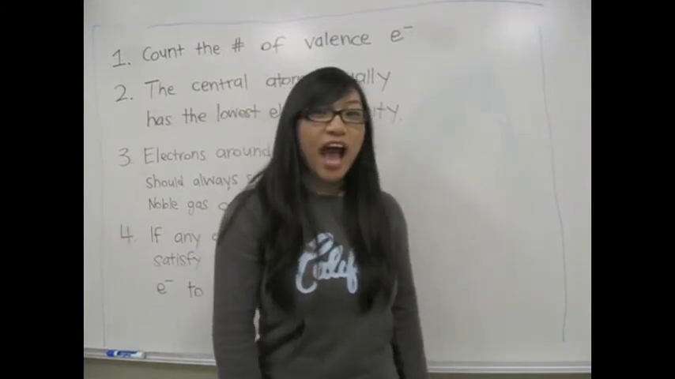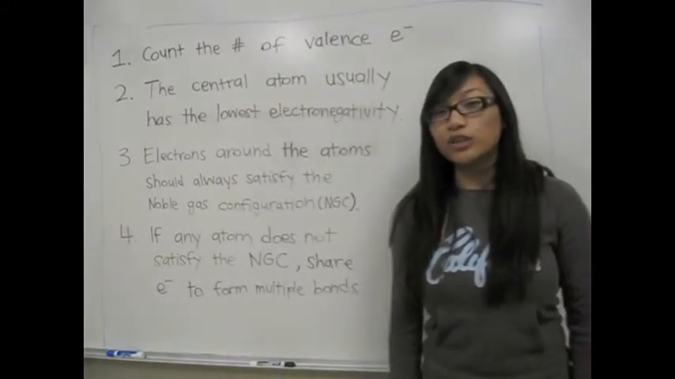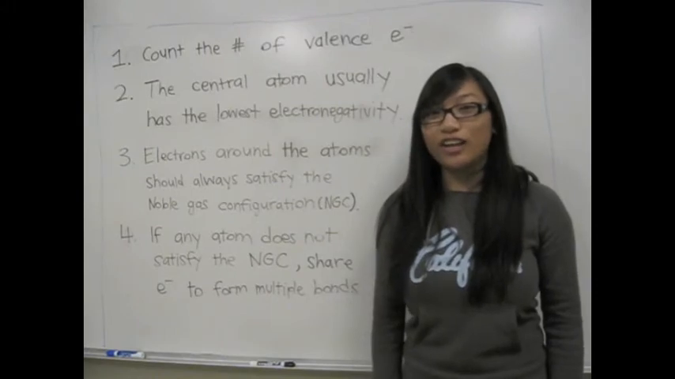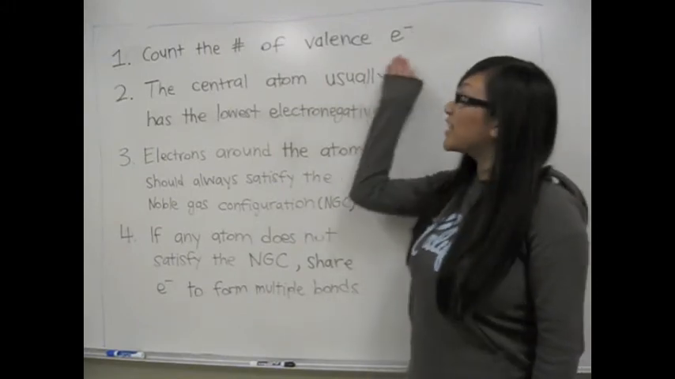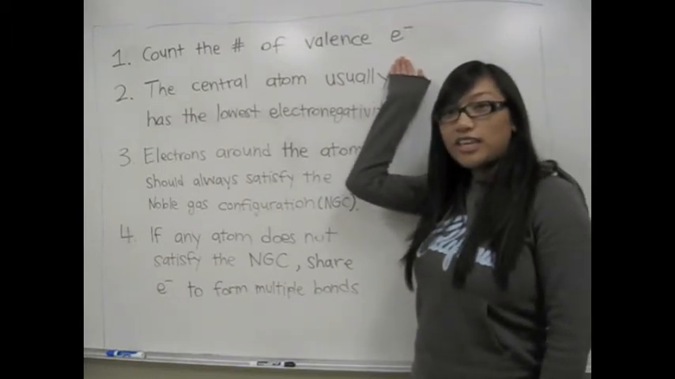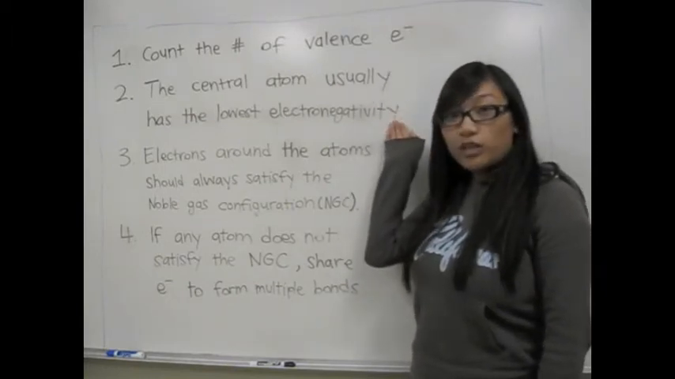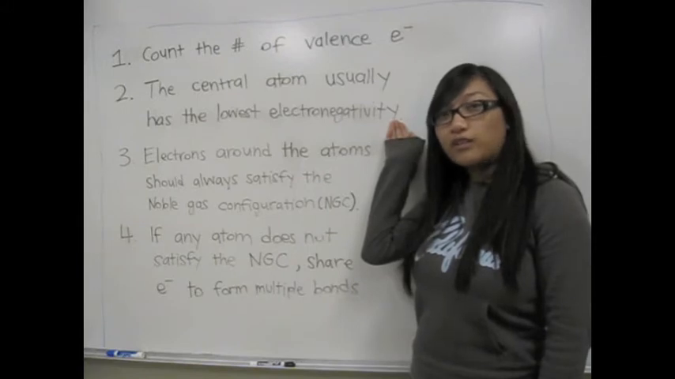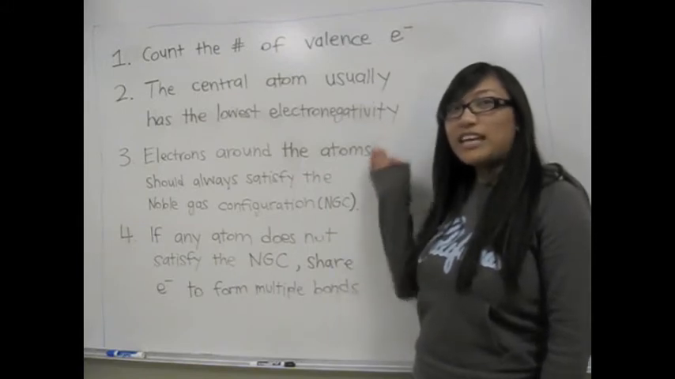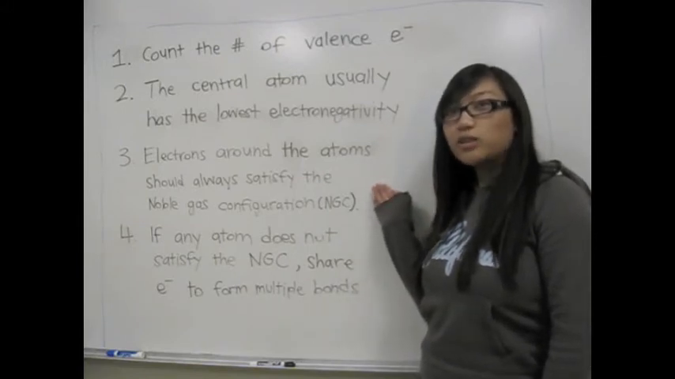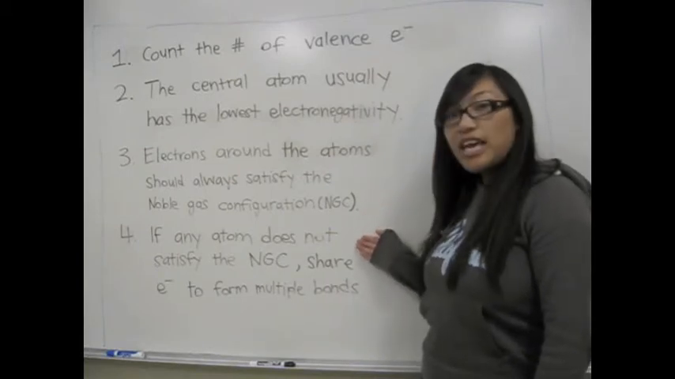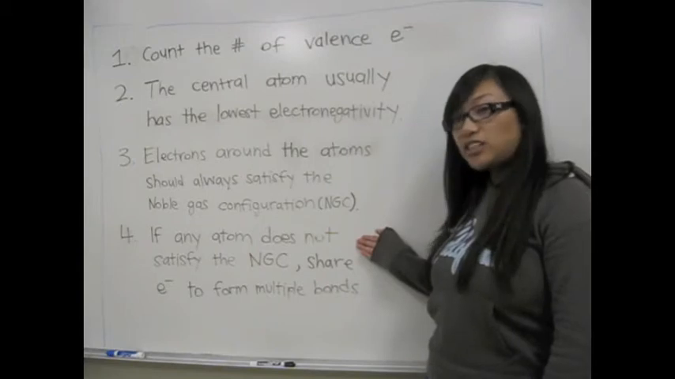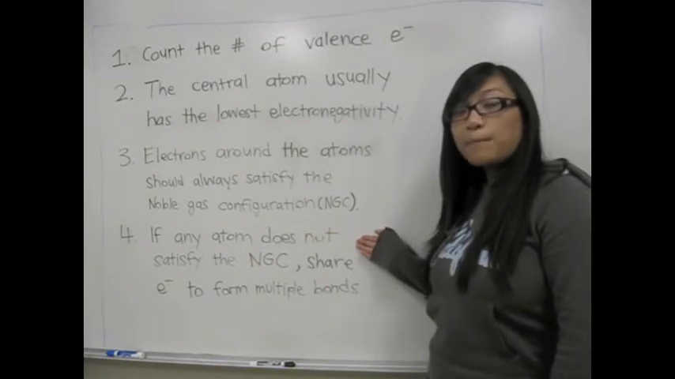I will go over a few general rules and guidelines you can use to draw electron dot structures. The first thing you should always do is count the number of valence electrons. Next, in a molecule, the central atom should always have the lowest electronegativity. Next, electrons around the atom should always satisfy the noble gas configuration. And lastly, if any atom does not satisfy the noble gas configuration, begin to share electrons and form multiple bonds.